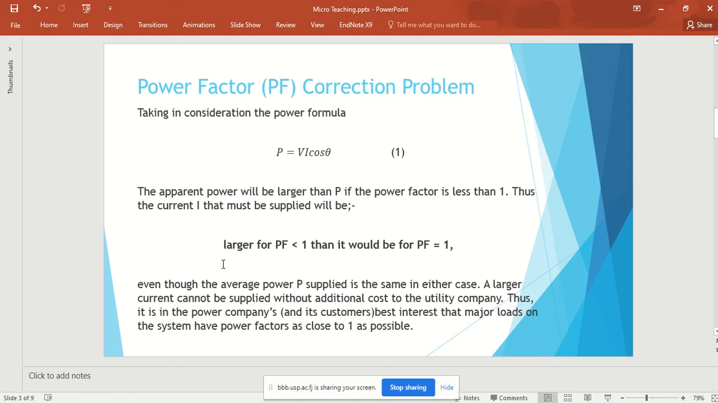So what does this mean? Even though the average power P supplied is the same in either case, a larger current cannot be supplied without additional cost to the utility company. Thus, it is in the power companies' and their customers' best interest that major loads on the system have power factors as close to 1 as possible. We need to have it as close to 1 as possible to reduce the amount of current being consumed.